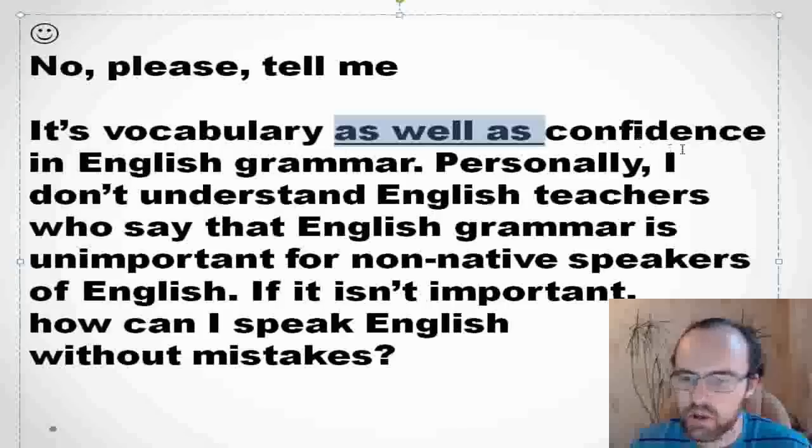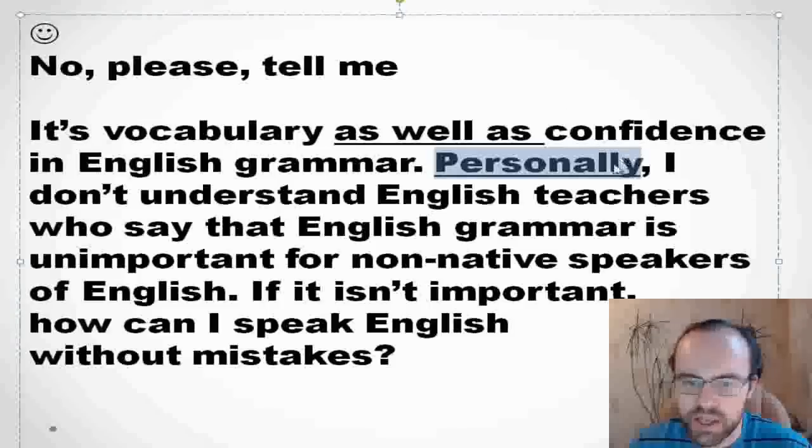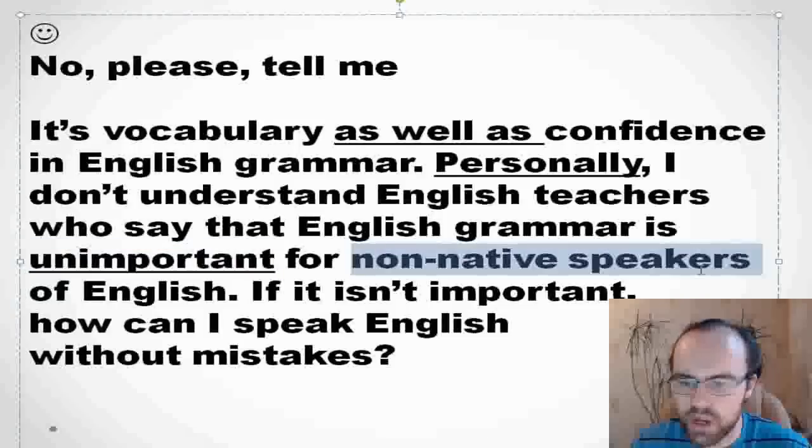So it's vocabulary and also confidence in English grammar. Personally, it means that I think, so it's my idea, that I don't understand English teachers who say that English grammar is unimportant. Unimportant means it isn't important for non-native speakers of English. So non-native speakers, I mean people who weren't born in an English-speaking country, who weren't born in England or the United States, I think you understand.